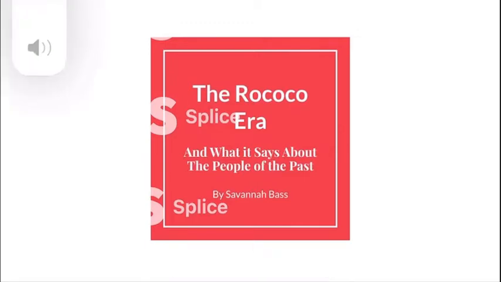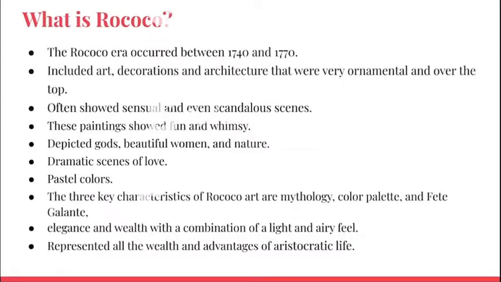The Rococo Era and What It Says About the People of the Past by Savannah. The Rococo era occurred between 1740 and 1770.